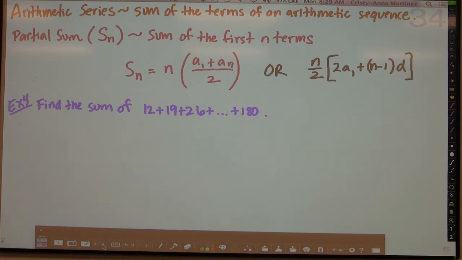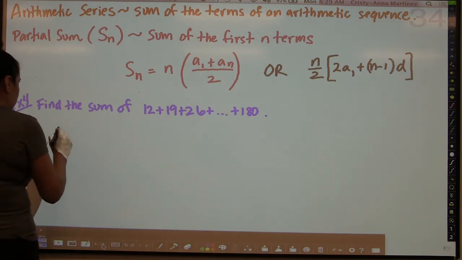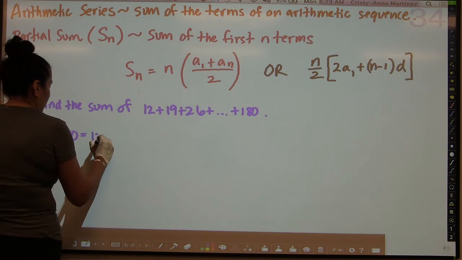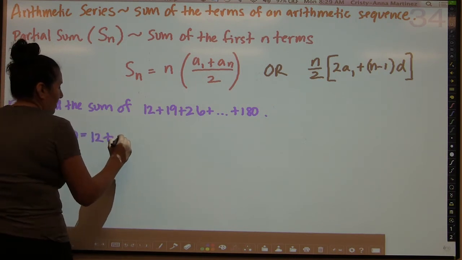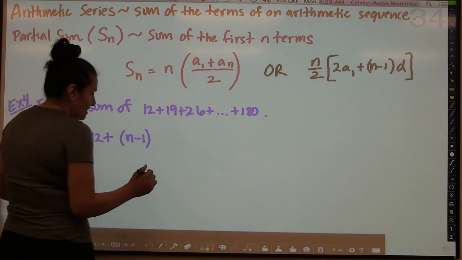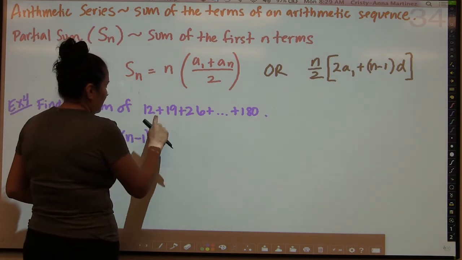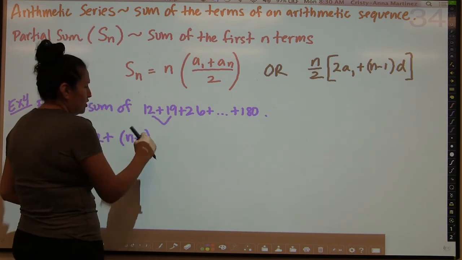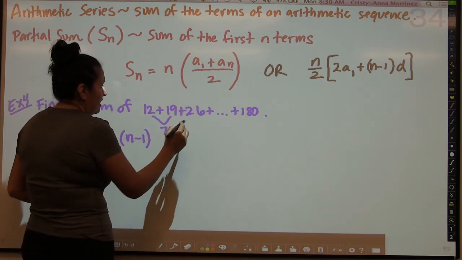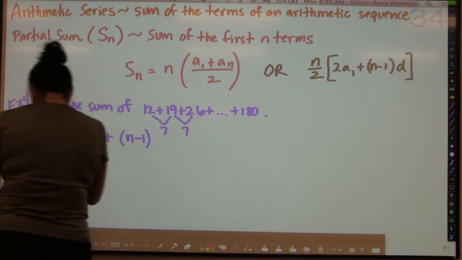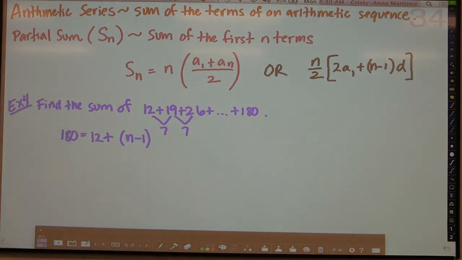So we're going to go 180 equals a sub 1 is 12 plus, we don't know what n is, so n minus 1. But the common difference we can get very easily because you can see here that each one is increased by 7. Or you can just do your thing here. 19 minus 12 is going to be 7. And then 26 minus 19 is also 7. So we know that our common difference here is going to be 7.